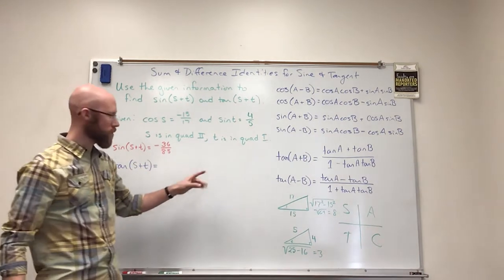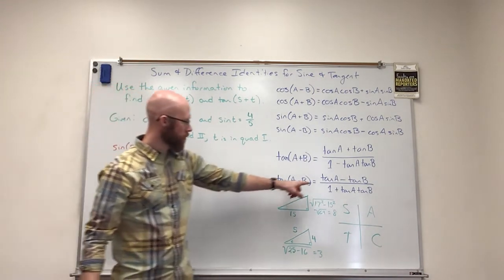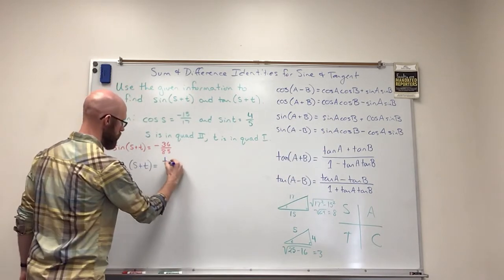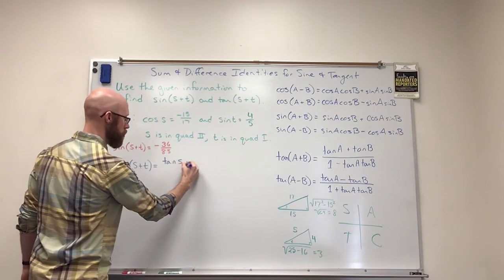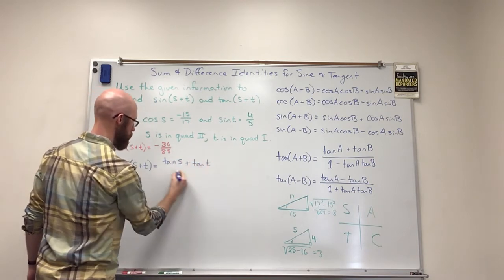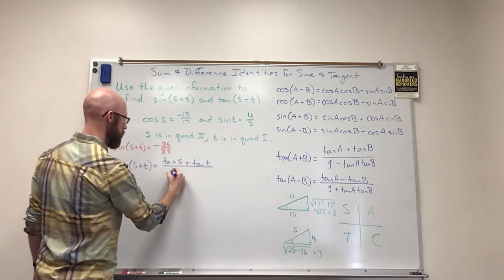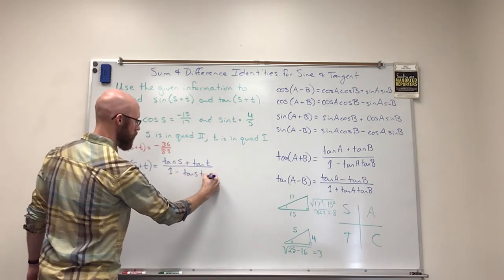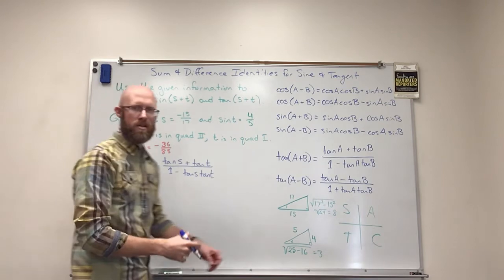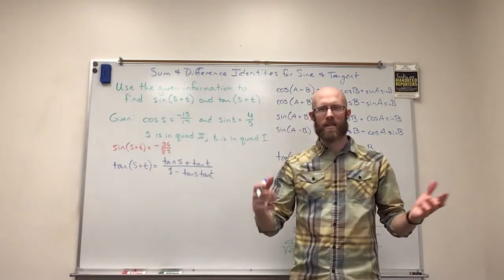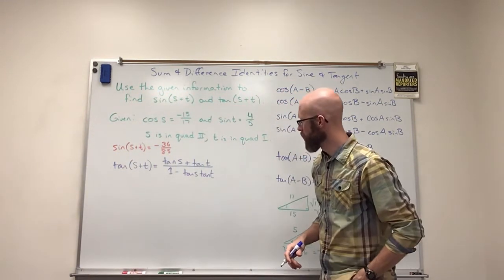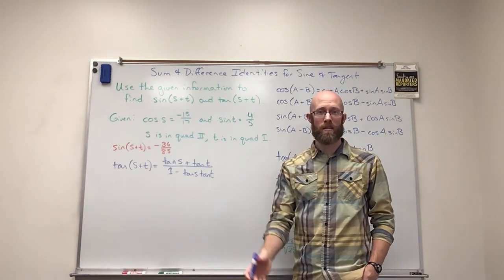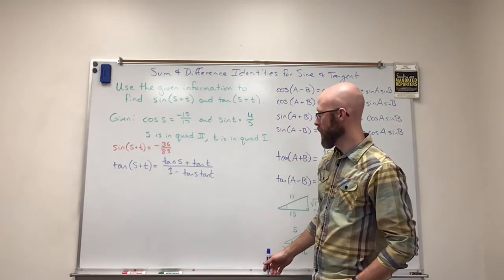Okay, so the tangent of s plus t can be found by the formula right here: tangent of s plus the tangent of t, over 1 minus the tangent of s times the tangent of t. Now all these s's and t's all over the place with my sines and tangents gets confusing. I wish we used different variables, but I'm just going with what the book has because you'll see it on your MyMathLab, I'm sure.